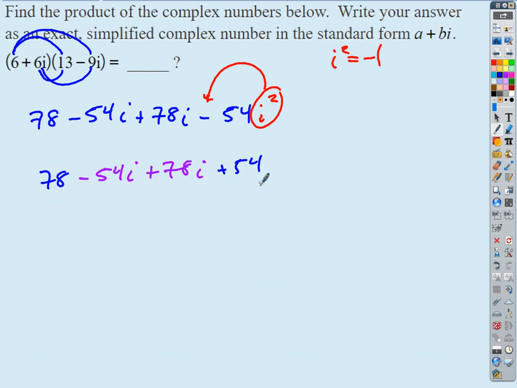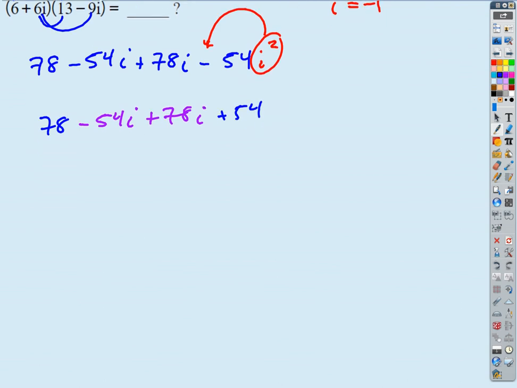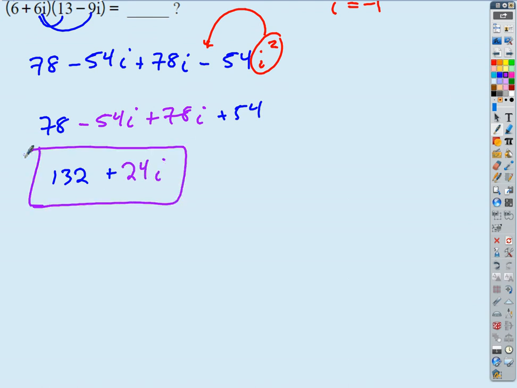Now I just combine like terms. So 78 plus 54 is 132, and then if I combine negative 54i plus 78i, what is that, 24i? Okay, make sense?